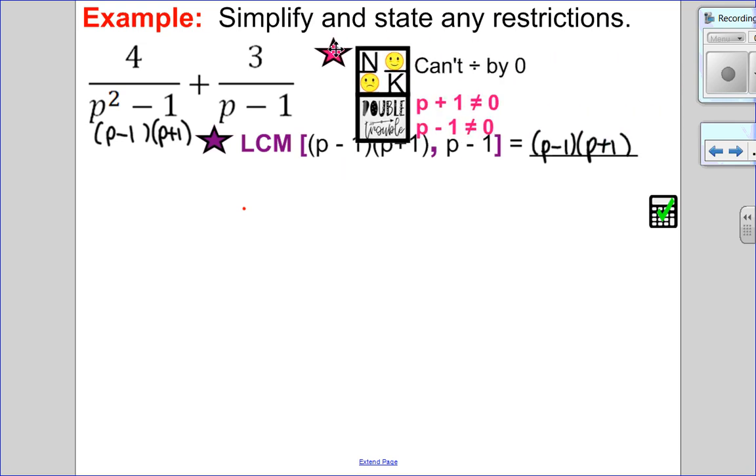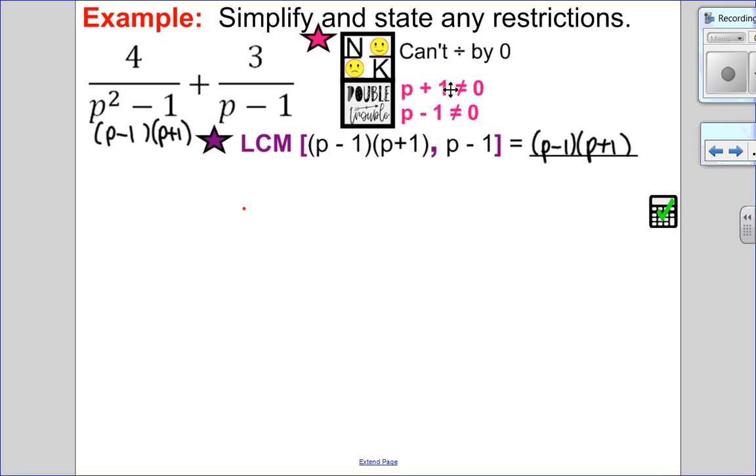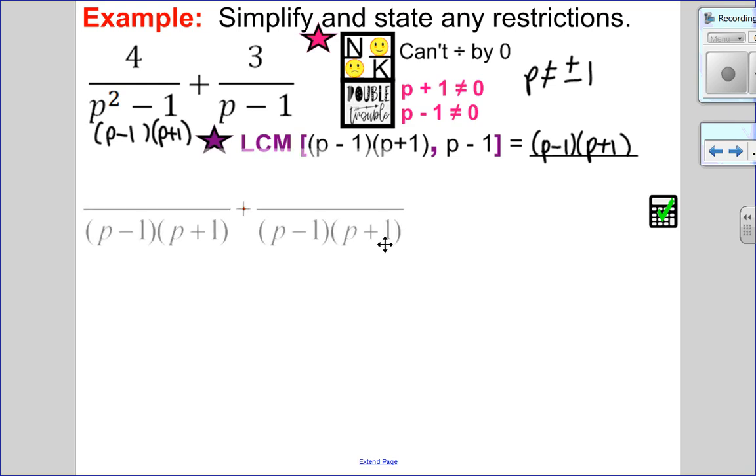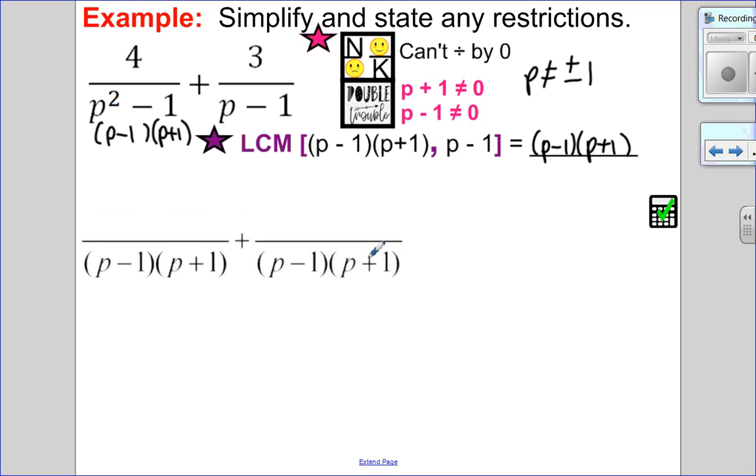Let's talk about the restrictions. I have two restrictions, two factors, so double trouble. P plus 1 and p minus 1 can't be 0, so that means my restriction is positive and negative 1. So let's come up with the fraction with the lowest common multiple. The lowest common multiple is the denominator of the current first fraction, so leave the numerator alone. In the second fraction, I have a p minus 1. I'm missing a p plus 1. So I will multiply top and bottom, to be fair, by p plus 1.